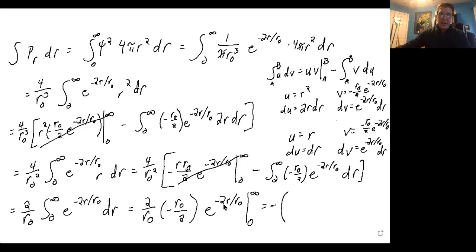At infinity, this term still goes to 0. The exponential term still goes to 0. And when r is equal to 0, this term simply goes to 1. E to the 0 is 1, regardless of what you're multiplying that by. So it's 0 minus 1. And so the negatives cancel. You're left with 1. So the probability is 1, so this equation was properly normalized. So that's how you do that type of integral.